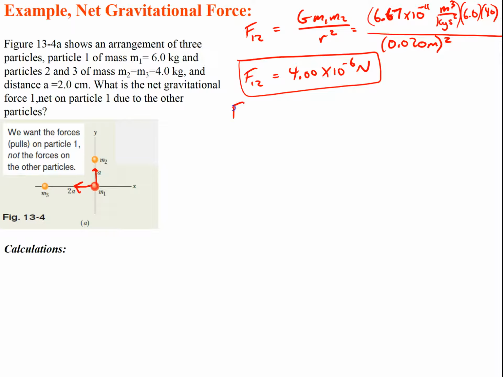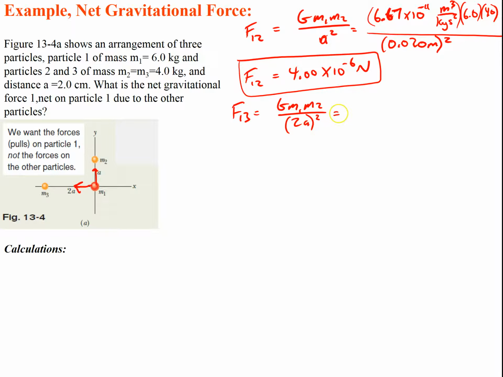Now we want to find the other force. So that's F13 is equal to G m1 m2 divided by, actually I should say, this originally was a squared because they give you this value as a. So in the second one, these particles are 2a apart, so this is going to be 2a squared, making sure we square both the 2 and the a.